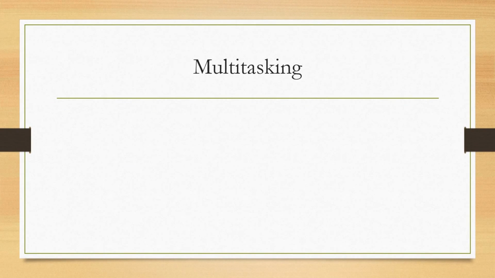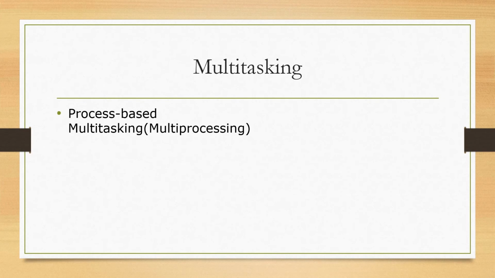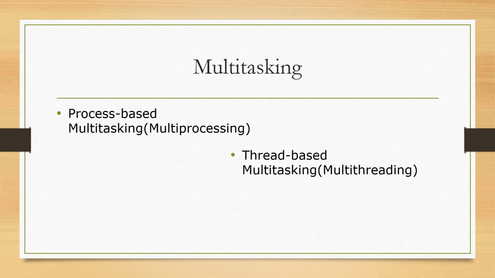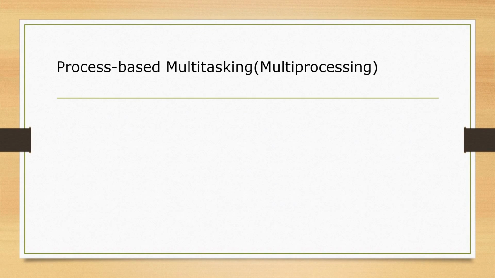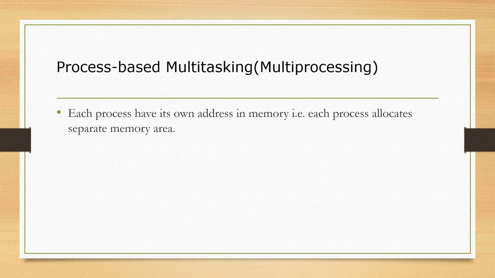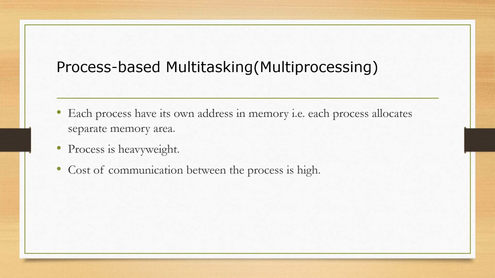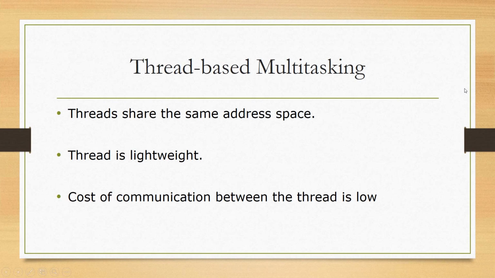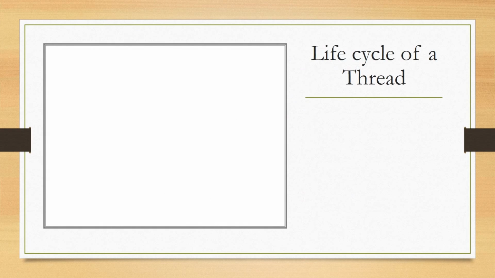Now, let's look at multitasking again. We have two types of multitasking here: process-based multitasking and thread-based multitasking. What is process-based multitasking? Each process has its own memory address, and each process allocates a separate memory area. A process is very heavyweight, and the cost of communication between processes is very high. Now, thread-based multitasking: threads share the same address space, a thread is lightweight, and the cost of communication between threads is low.